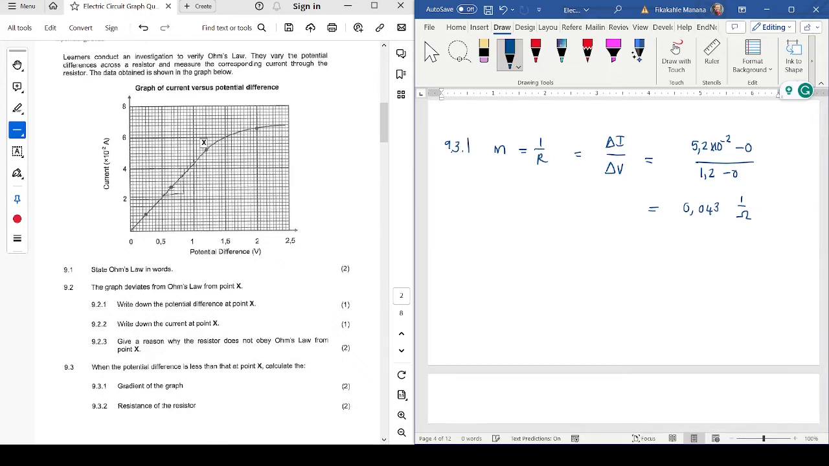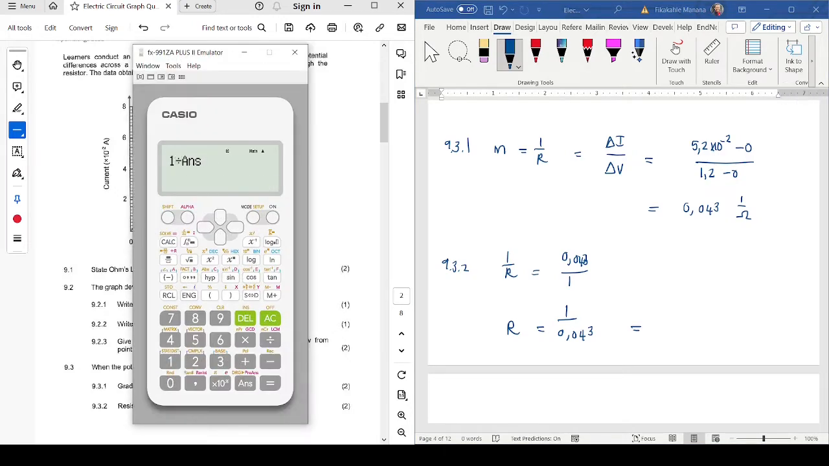So that's 9.3.1, and then 9.3.2, the resistance of the resistor. So we know that 1 over R is 0,043. If I want resistance, I'll then say 1 over 0,043, which would then give me a value of 23,08 ohm.